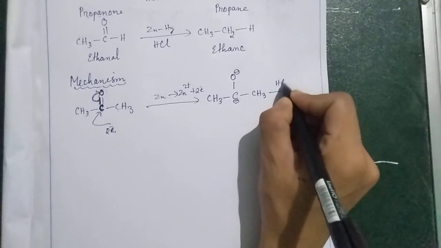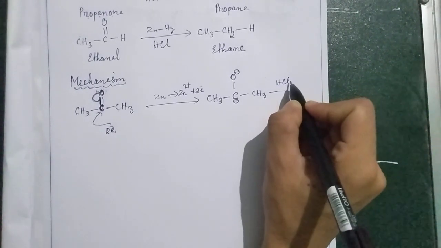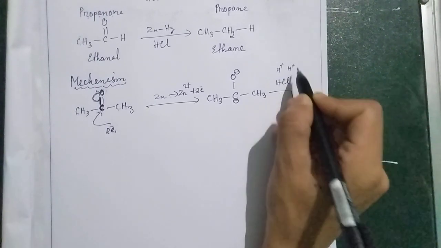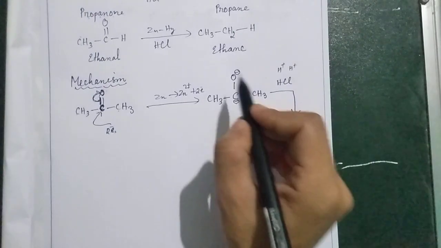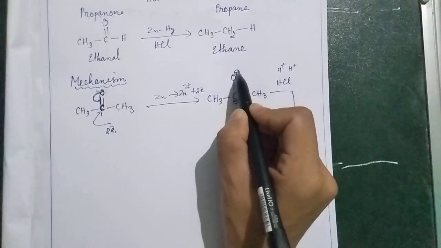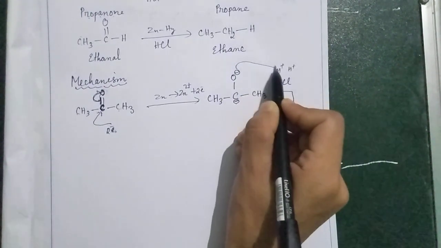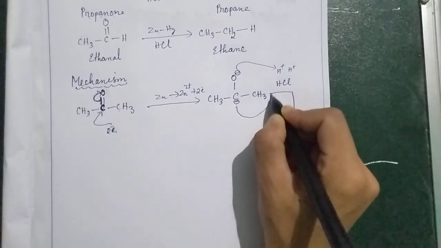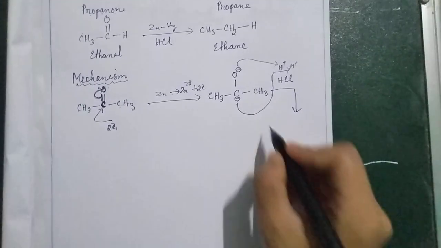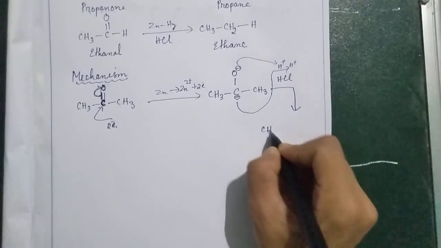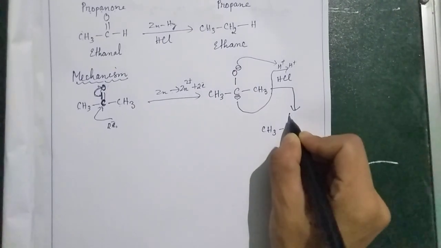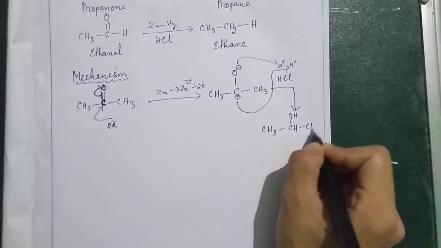Now, in the solution there is HCl, hydrochloric acid, so HCl will release H positive, a number of H positives. Oxygen, being negative in charge, will try to attract this H positive. The other carbon, being negative, will also try to attract this positive, and now it will convert into CH3, C, H, O, H and CH3.